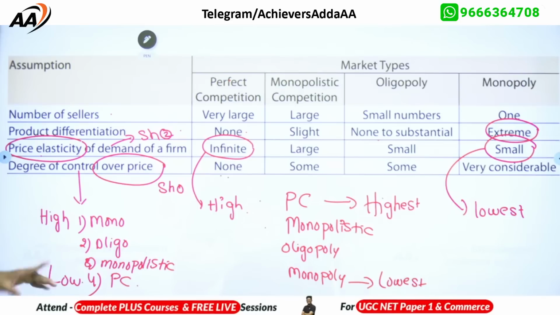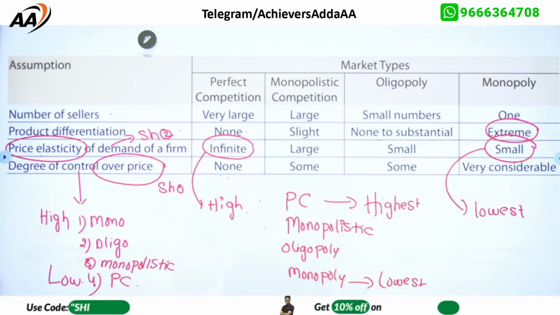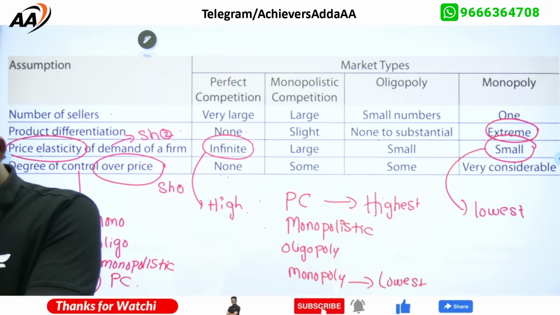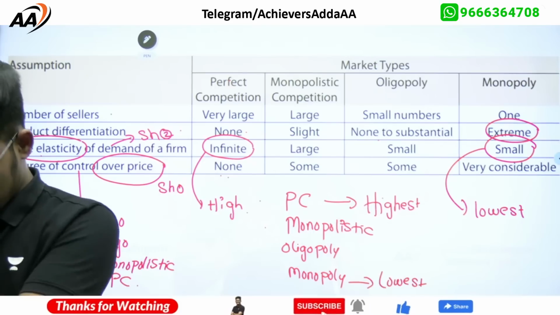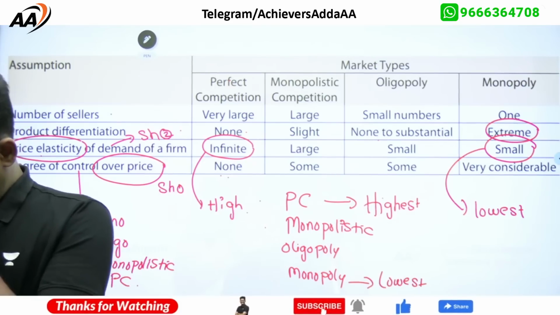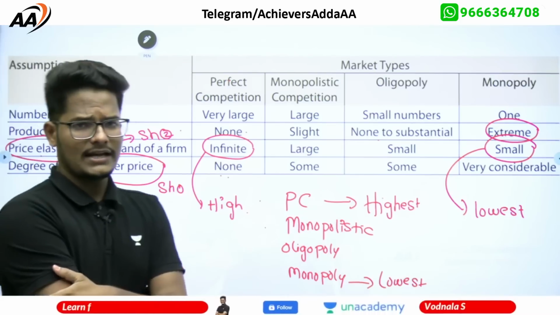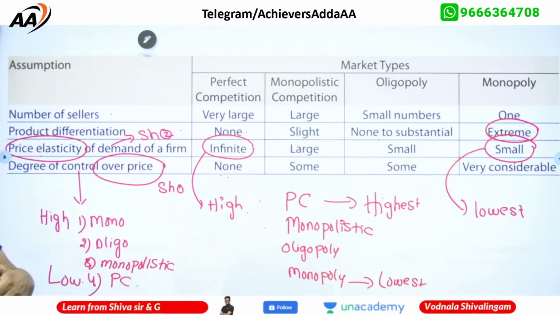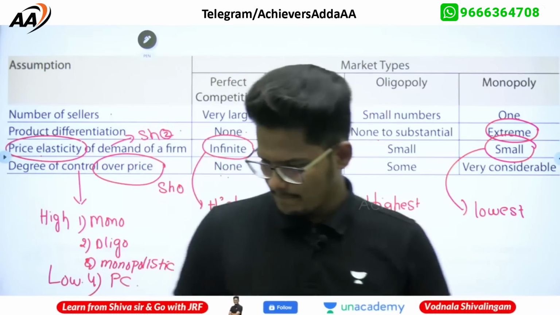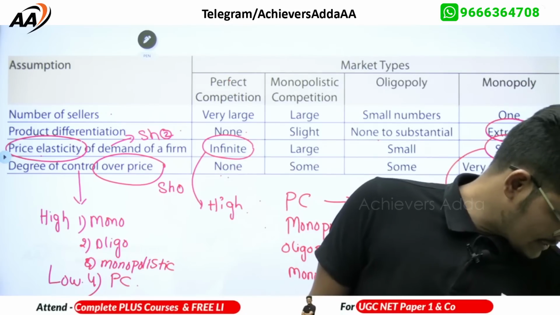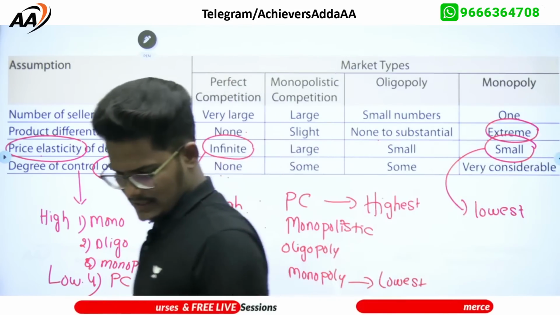So high to low control: high control monopoly, low control perfect competition. If they are asking descending order, this is the sequence. If they are asking increasing order, then reverse: perfect competition, monopolistic, oligopoly, monopoly. All right. This is the total market types and their controllability, elasticity, differentiation and all this. Now, let's move into another part. Shall we?